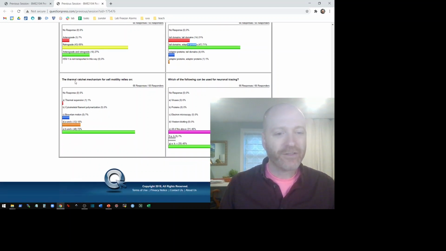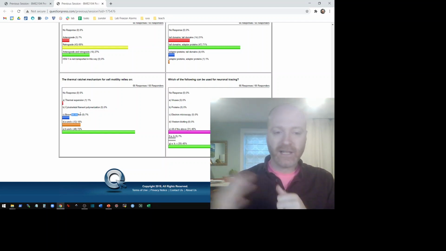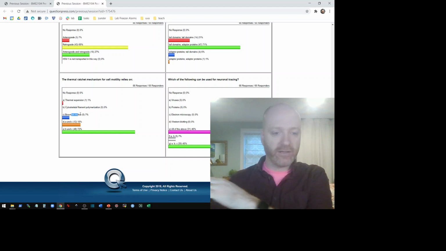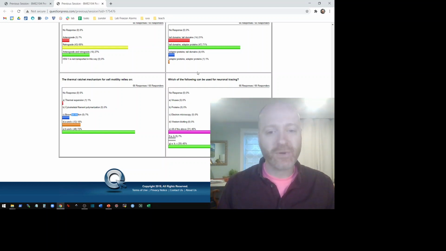All right, the thermal ratchet mechanism. Remember, this is the mechanism that allows cells to use actin polymerization to move forward for cell motility. So this relies on B and C, cytoskeletal filament polymerization, specifically actin polymerization, and then the Brownian motion. You need to have the plasma membrane motion, which is what creates the space for the filament to polymerize and then keep on pushing forward.